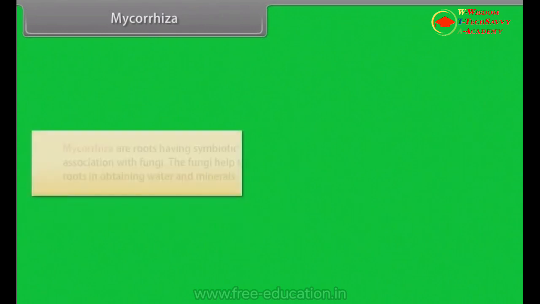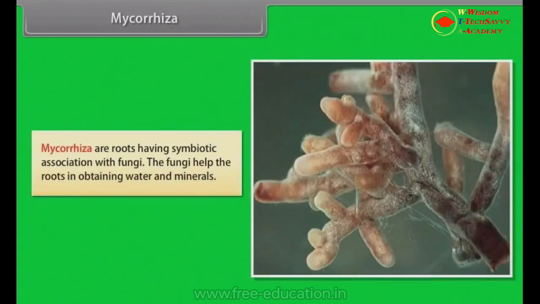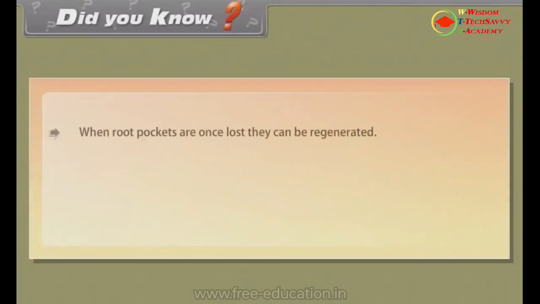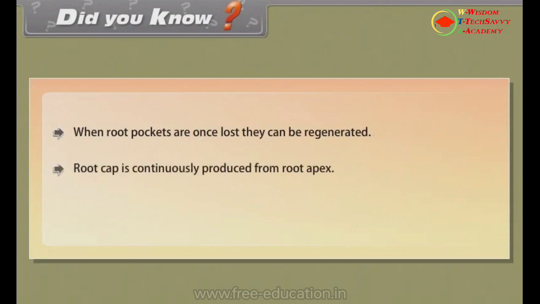Mycorrhiza: mycorrhiza are roots having symbiotic association with fungi. The fungi help the roots in obtaining water and minerals. Did you know? When root pockets are once lost, they can be regenerated. Root cap is continuously produced from root apex. Podostemon is made up of only roots.